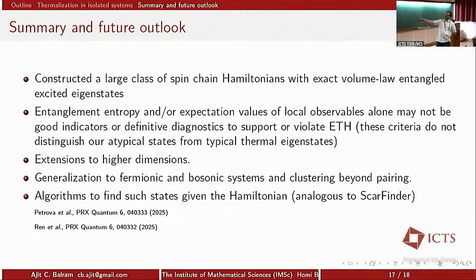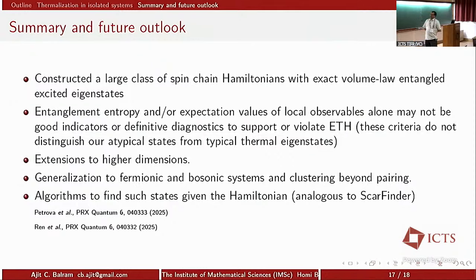Entanglement entropy and expectation values of observables alone may not be good indicators or definitive diagnostics of eigenstates that support or violate ETH, because we cooked up some states which have volume law entanglement, which have local correlations which look exactly thermal, but they're still atypical in the sense that there are special few-body but non-local observables which are anomalous. And we were able to extend this construction, which was previously known only for spin half models and for 1 dimension, to higher dimensions.